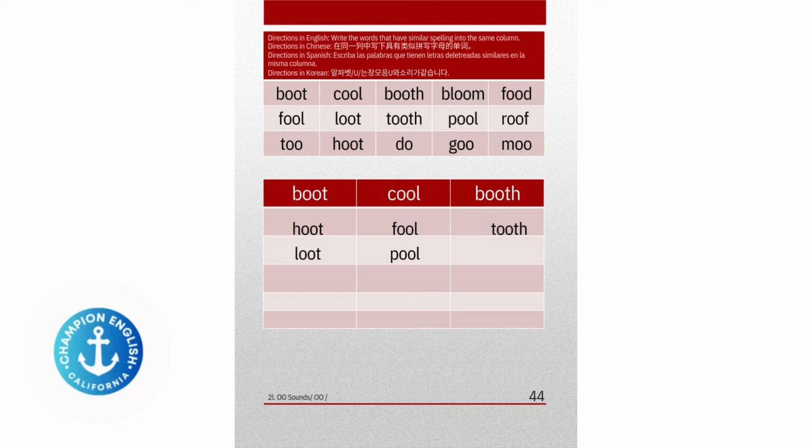Okay, students, now that we see that we have the words in the right column, you can check your pages and see if under boot you have hoot, like an owl hoots. Say hoot, hoot, and loot. Hoot and loot. Under cool, you should have fool and pool. Under booth, there was only one word, which is tooth. Booth and tooth. Go ahead and say the words out loud by yourself or with a partner three times. Good job, students.